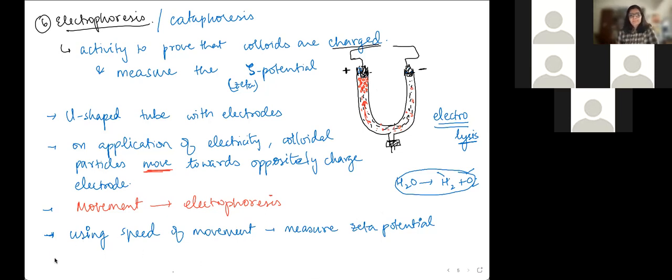Another case: for any reason, the colloid particles are not moving, but the dispersion medium is moving. Suppose somehow you manipulate it, or maybe because of a property of the colloid, the dispersed phase doesn't move. Instead, if the dispersion medium is moving, in that case, it is called electro osmosis.